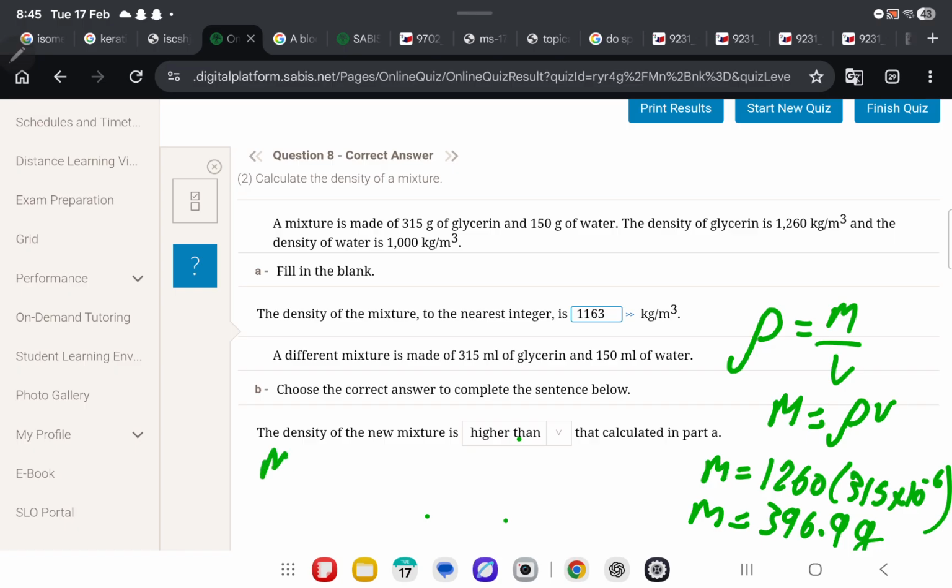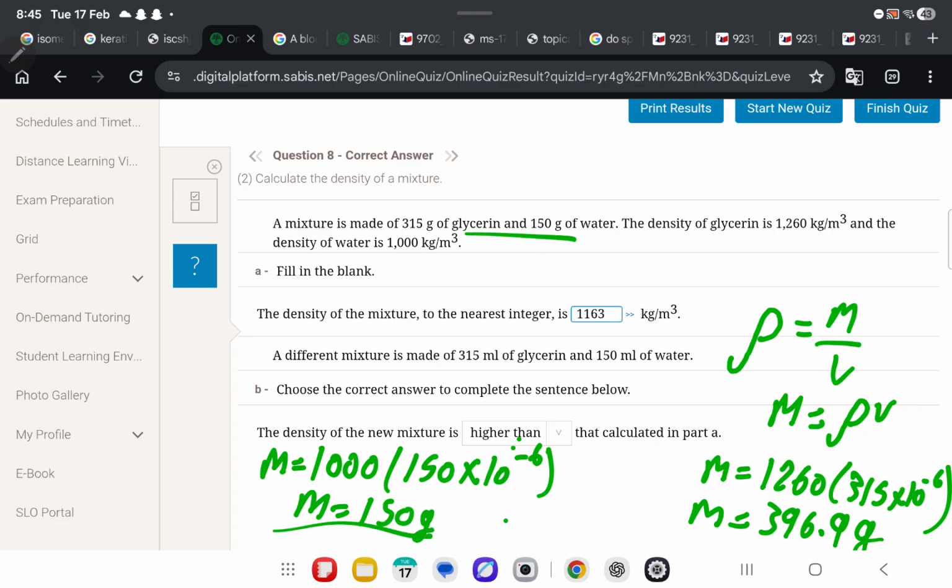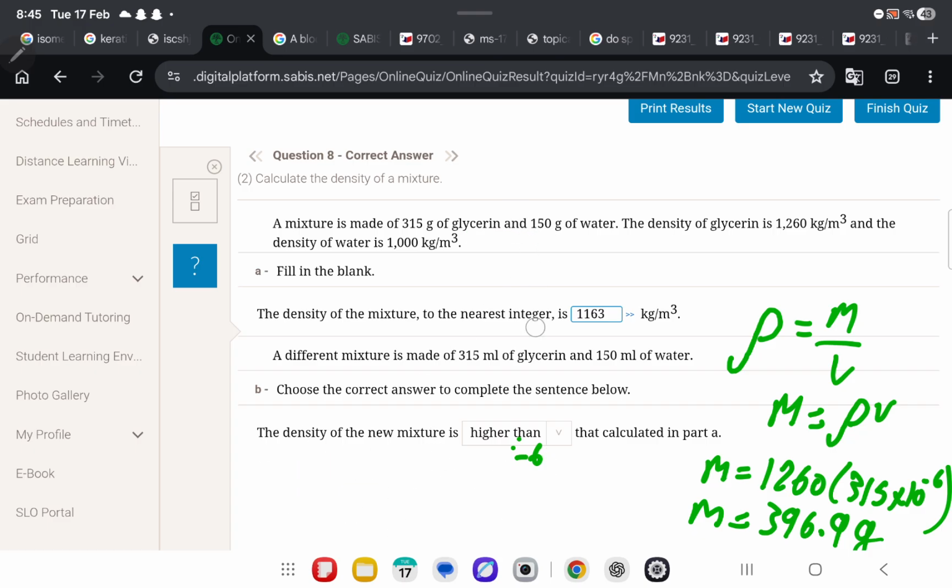1,000 is our density for water, into 150 times 10 to the power of minus 6. Multiply by 1,000, and I get M is 150 grams of water. Now 150 grams of water here, 150 grams of water there. The mass of the water is the same, so water is constant. Now I just need to compare the masses of glycerin before and after.